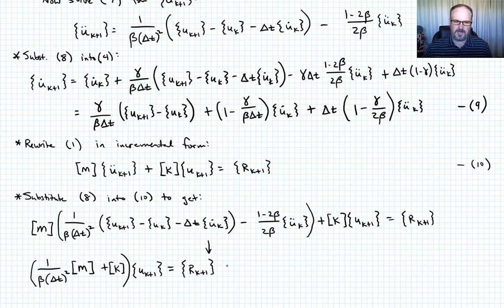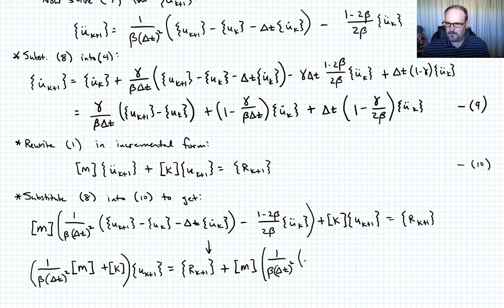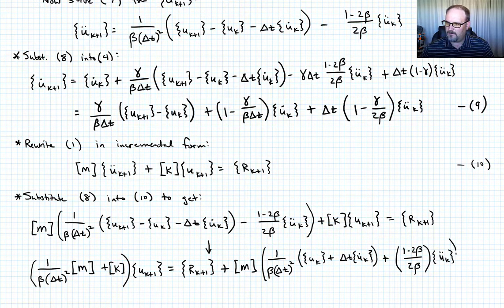I'm going to bring all these terms to the other side. So this will be plus the mass matrix M times the quantity 1 over beta delta t, the quantity squared, times u_k plus delta t u dot k, plus this factor here, (1 minus 2 beta) over 2 beta, times u double dot k, parenthesis around that. Let's call that equation 11.